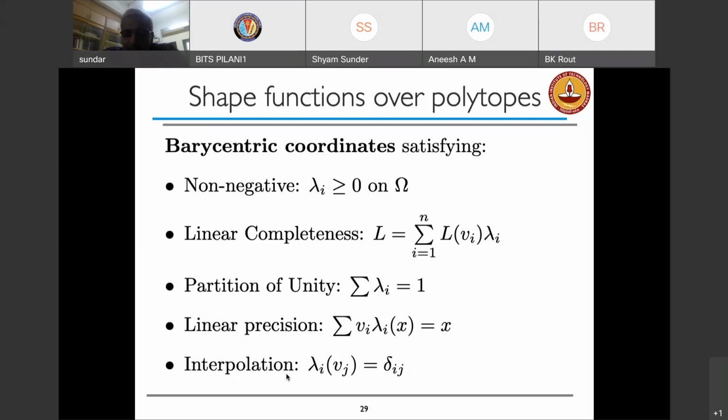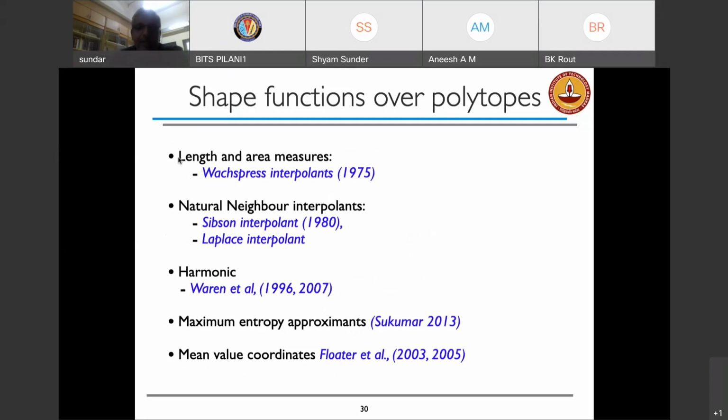Interestingly, if I write the shape functions over polygons, it happens that they are not unique. The shape functions over a triangle are unique, but not over polygons, right? That has led to different approaches by which you can write the shape functions over polygons, and all these are collectively called barycentric coordinates. So here I've listed a few of the approaches that are available to write the basis functions over polygons.